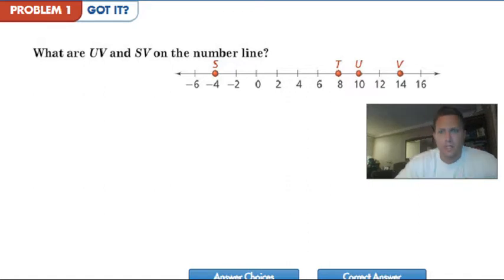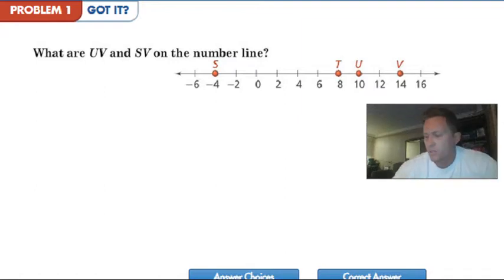All right, so let's get into some problems really quick. For our first problem, I would write problem number 1, write down the question, and draw this picture. It says, what are UV and SV on the number line? So it's just asking what is the length of this segment. There are two ways that you can do it. We can count it, or we can use the absolute value that we learned in the very beginning.